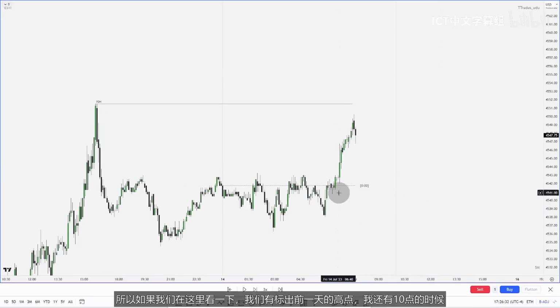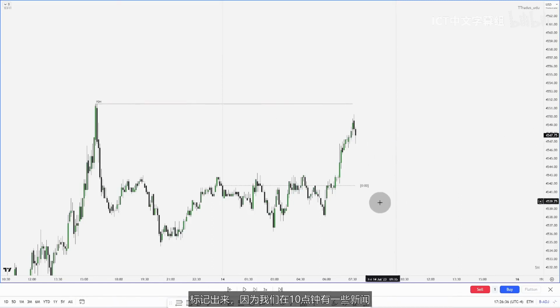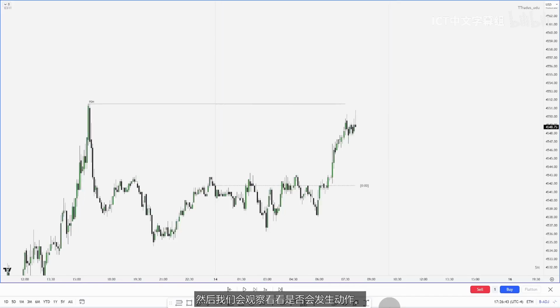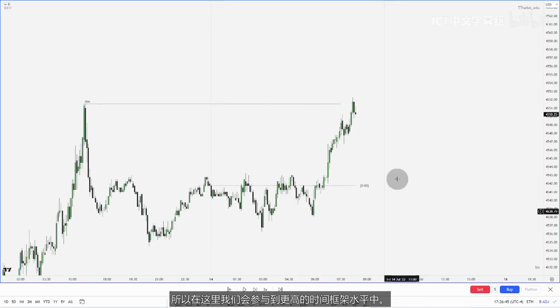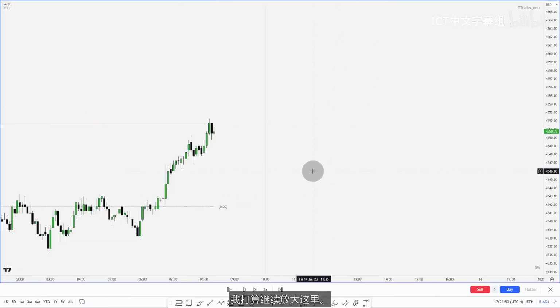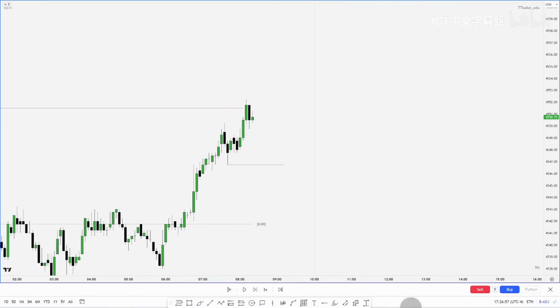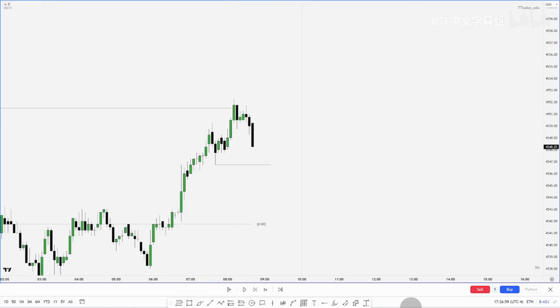So if we're looking right here, we have the previous day high marked out. And I do have 10 o'clock marked out because we did have some news at 10 o'clock. And we will watch to see if the move occurs then. So right here, we do engage into that higher time frame level. I'm going to go ahead and zoom in here. So if we're going to break structure here, I'd want to see this low broken here. So let's see what happens.